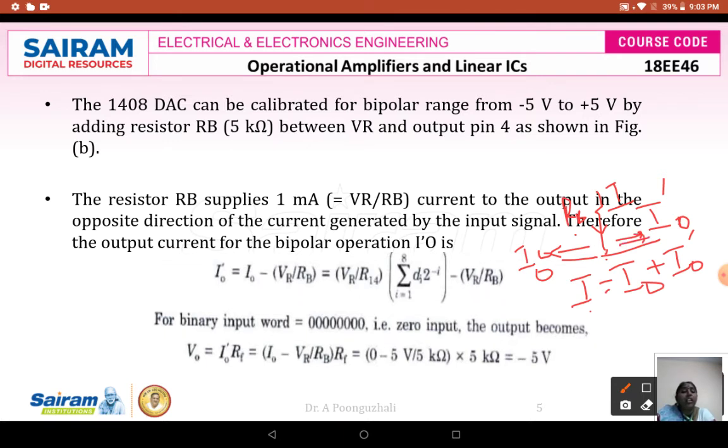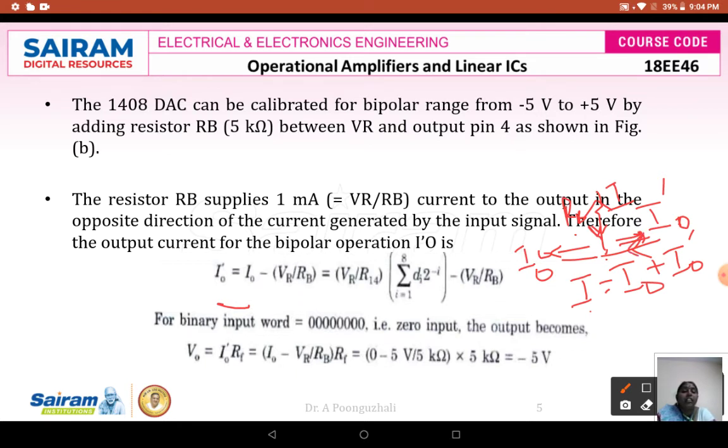So I cannot add I naught plus I dash. So incoming currents are going to be this one, and these are going to be the outgoing currents. So in this case we can write I naught dash is equivalent to I naught minus VR by RB. So I naught plus VR by RB, this is your incoming, this is going to be your outgoing current. So all are going to be your outgoing currents there. So you can write I naught is equivalent to the current that is going to flow in this direction there, I naught dash.